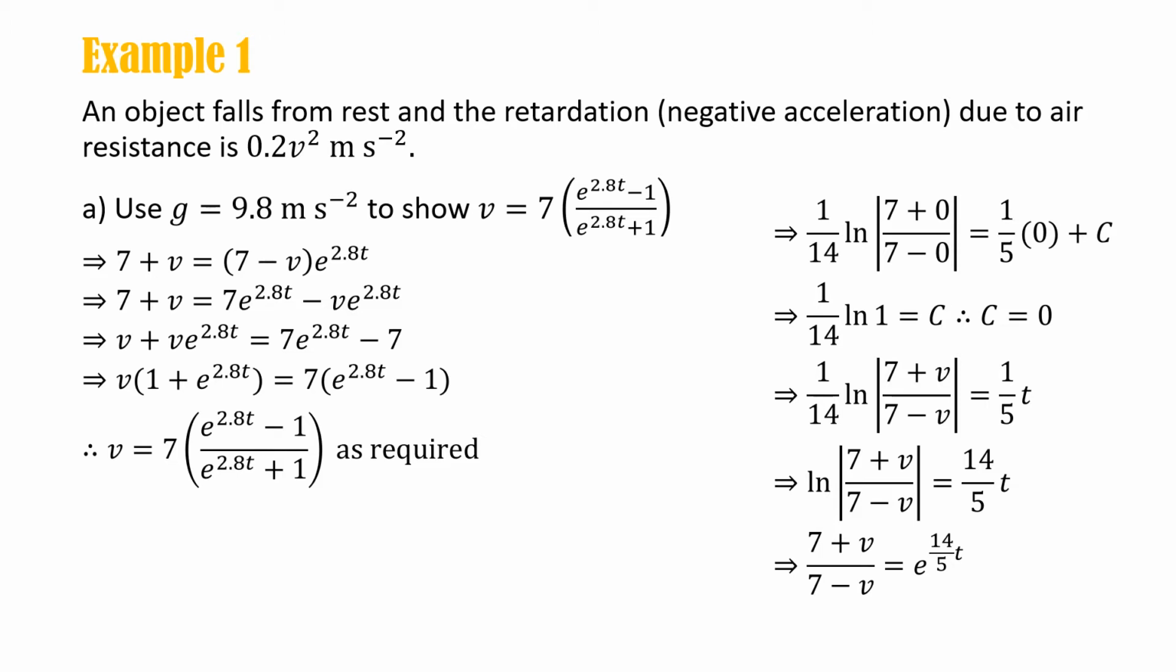Now, let's say you came across this question in an exam and it wants you to do that, and you say, well, hang on, it's 2 marks. That means it's going to be 3 minutes. I don't think I can solve that in 3 minutes. Skip part A and move on to part B, because I guarantee you the rest of the question, you can use that v equals 7 lots of that fraction. You'll be able to use that. So skip part A if you feel like you don't have the time in an exam, and then you can just move on to part B. So let's do that now.